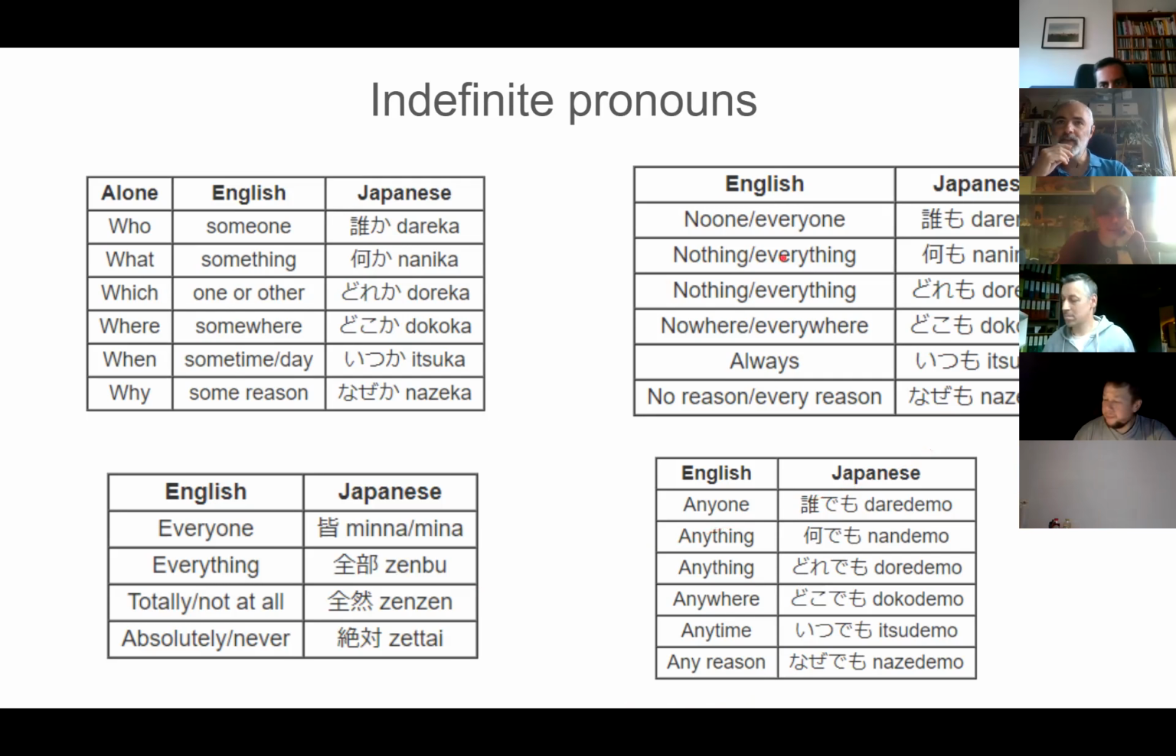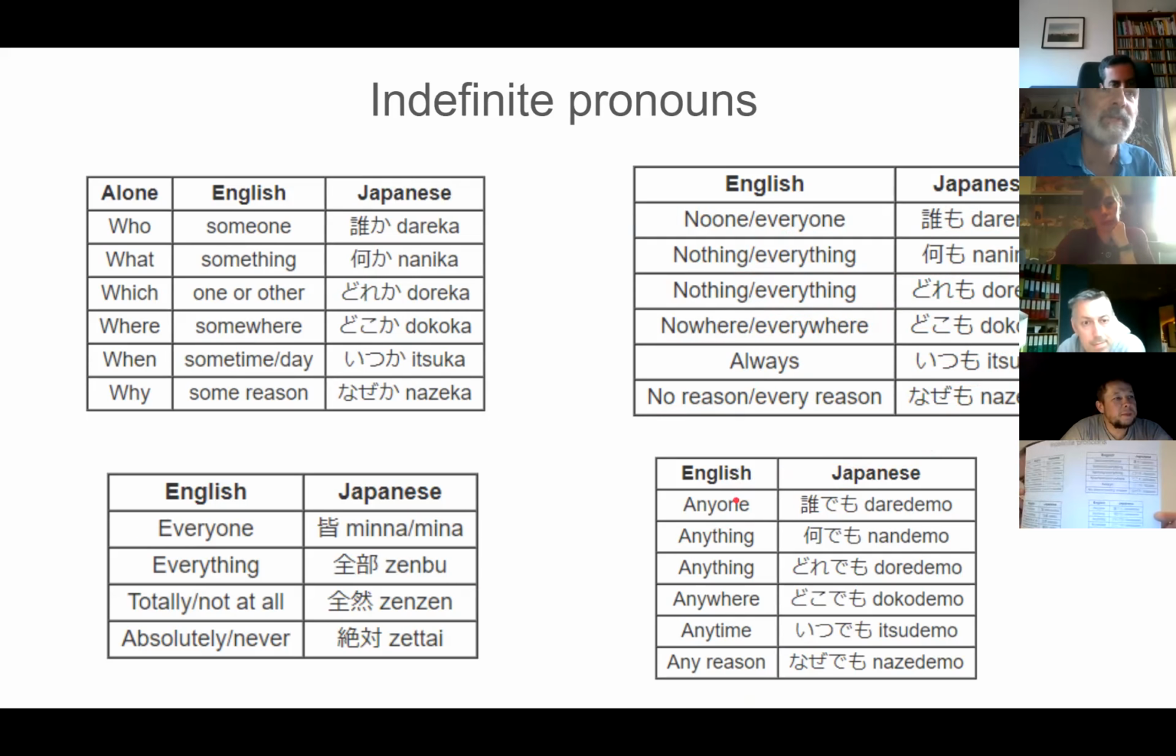And again, you can see over here, everyone is simply daremo, and you make the distinction by having an affirmative or negative verb or state at the end. Nanimo, doremo, dokomo, itsumo, nazemo. And then, yeah, exactly the same. Oh, you got it there, Kim. Well done. Excellent. Cool. Okay. Any questions so far, guys, before we try some examples?